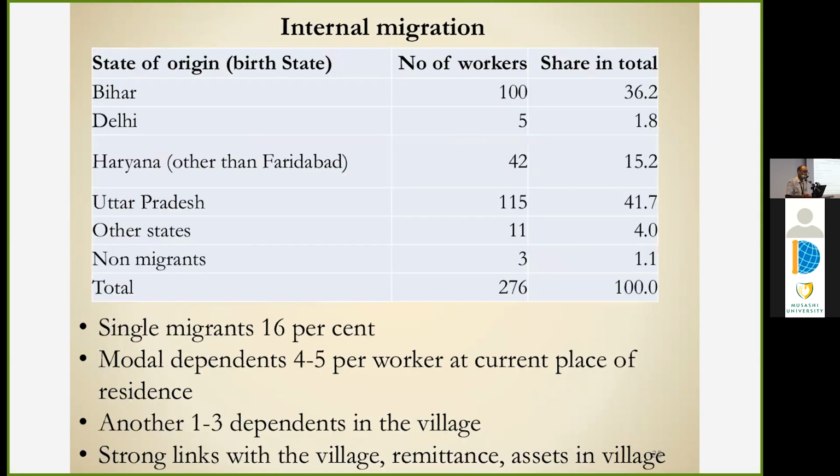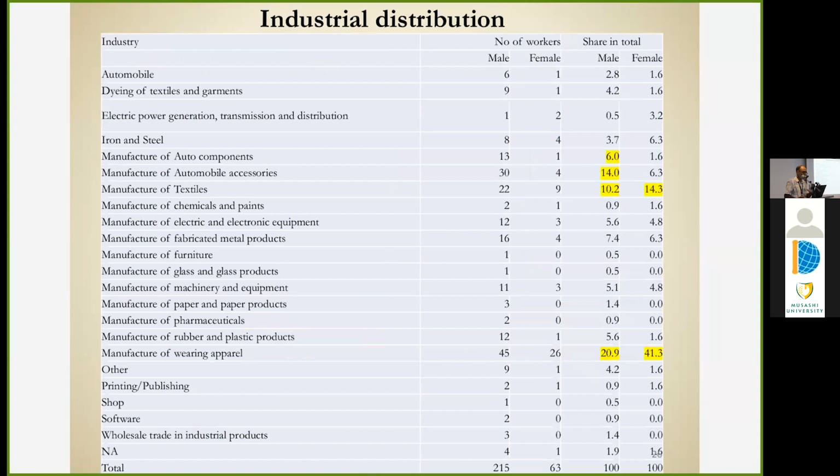These are largely internal migrant workers. Bihar and Uttar Pradesh are the two large states which are the sources, and Haryana is another major source of migrant workers. There's only 1% who were non-migrants, who were local from the place. Single migrants without families was very important. 4 to 5 dependents in the place of work, and 1 to 3 dependents in the village. The main industrial sectors were auto components, automobile accessories, textiles, and garments. These were the main sectors.